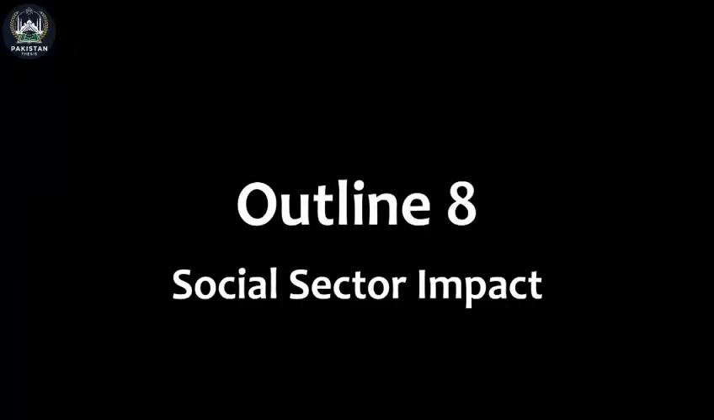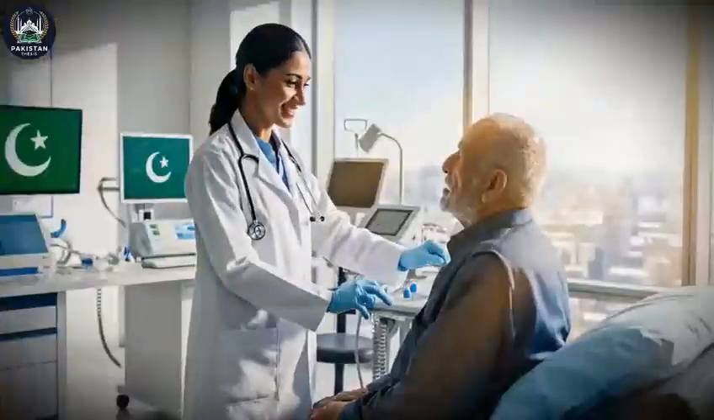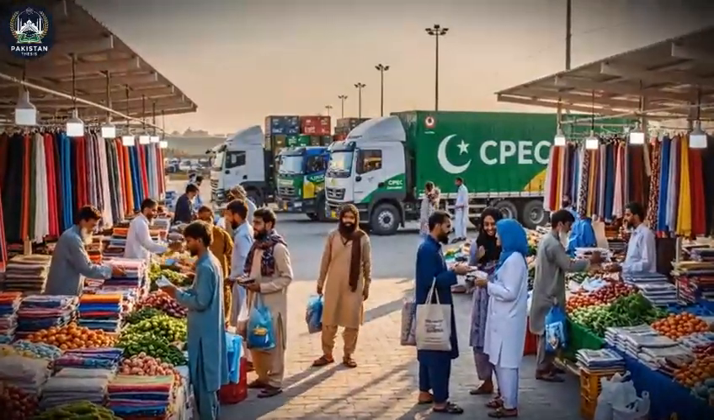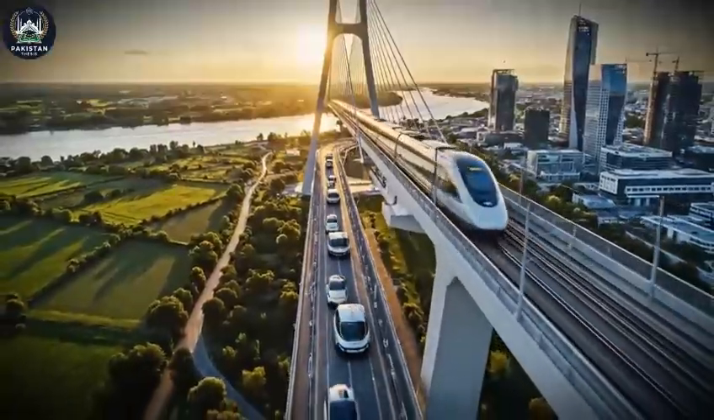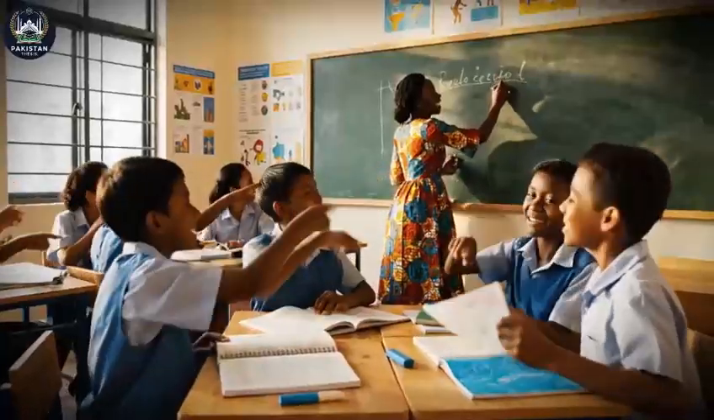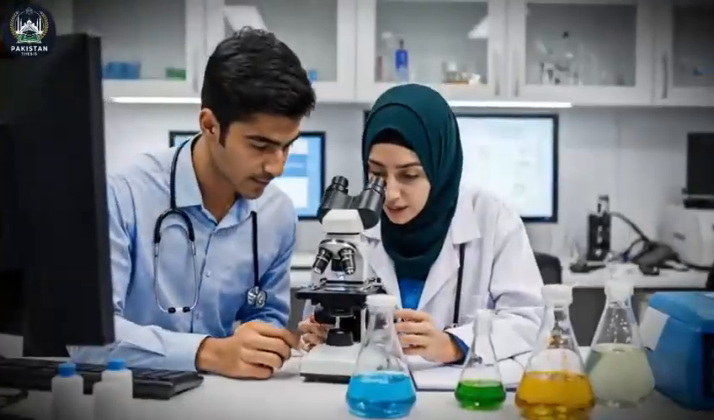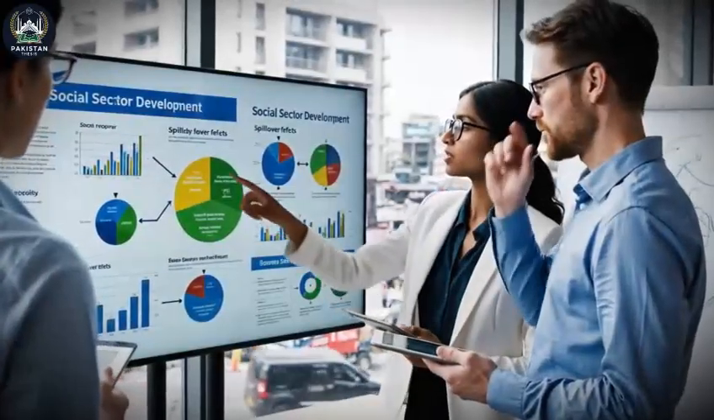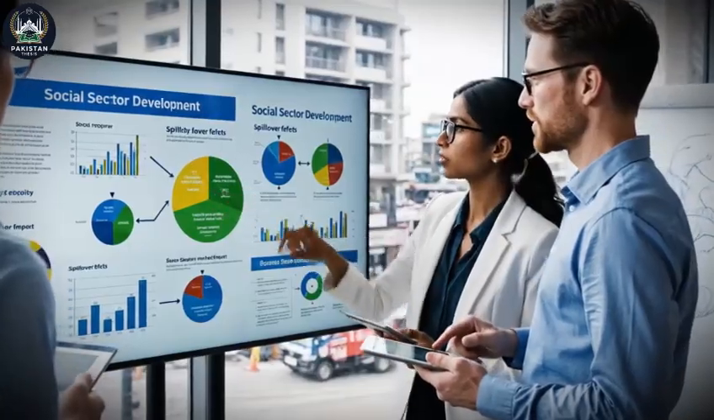Outline 8. Social sector impact. Outline number 8 focuses on social sector outcomes. This section evaluates CPEC's indirect impact on education, healthcare access, regional connectivity, and social development.